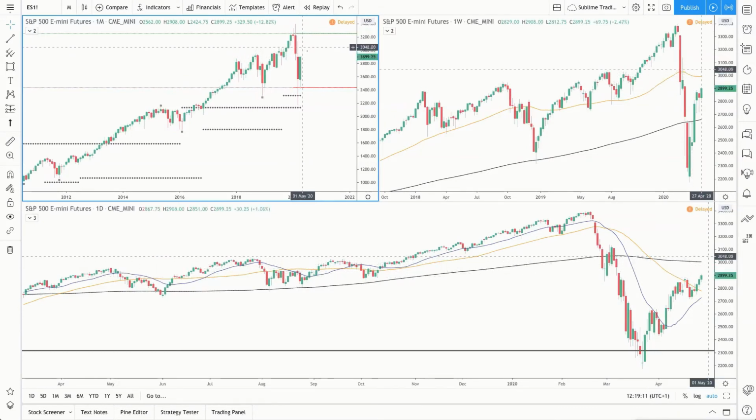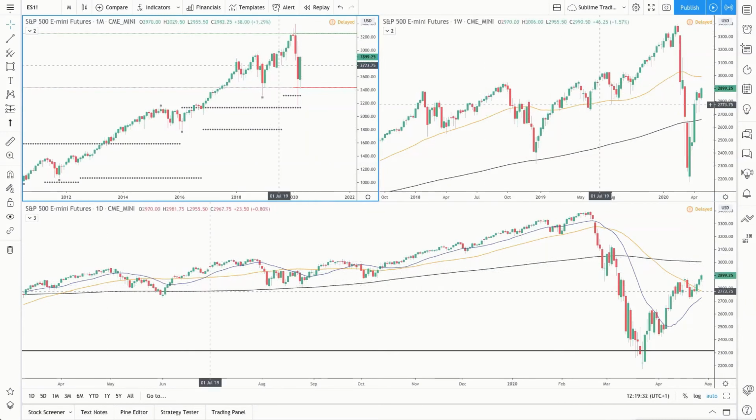We could potentially see a break through that by the end of the month, or we could see this remain as resistance and then potentially, through the rest of May, weakness back to the downside. So again, it's a waiting game to see how price reacts with that 3,000 round number.